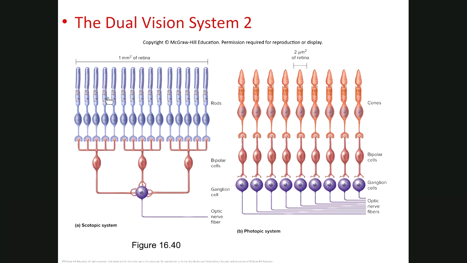A lot of rod cells are connecting with the bipolar cells, but with only one bipolar cell. See, a lot of rod cells to only one bipolar cell. A lot of bipolar cells to only one ganglion cell. So that's why it's more of shades of gray.